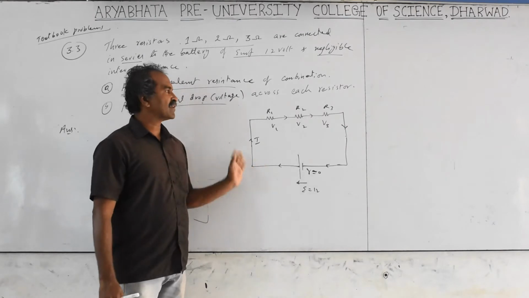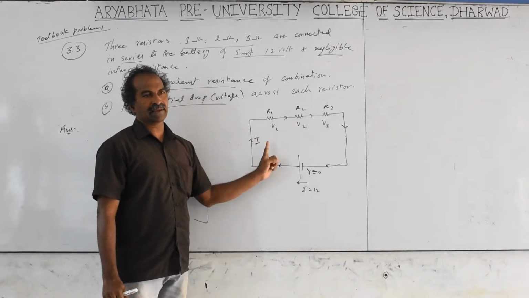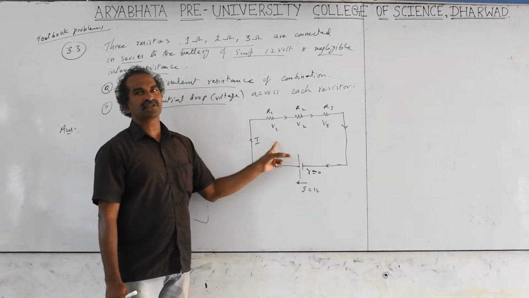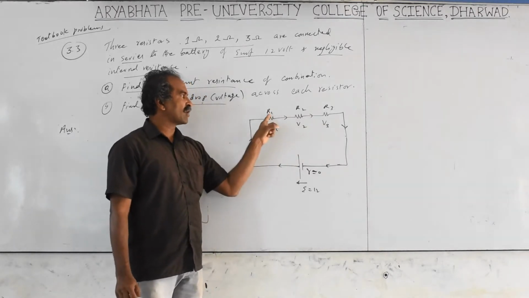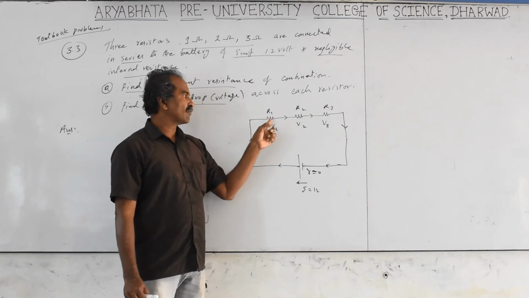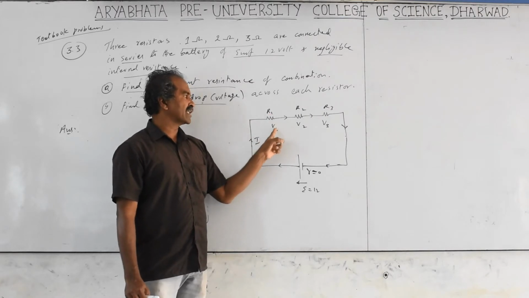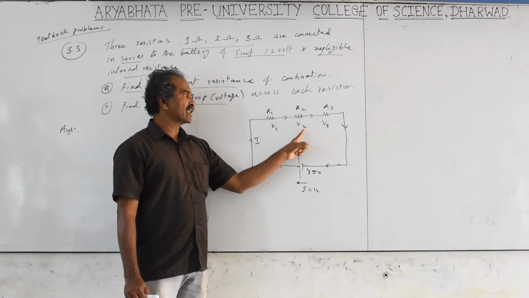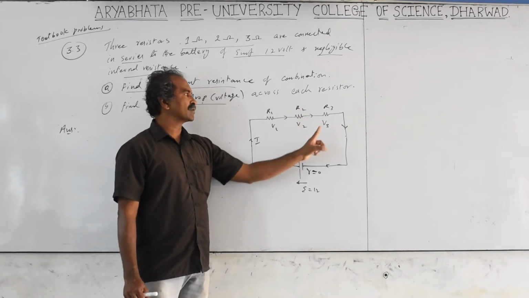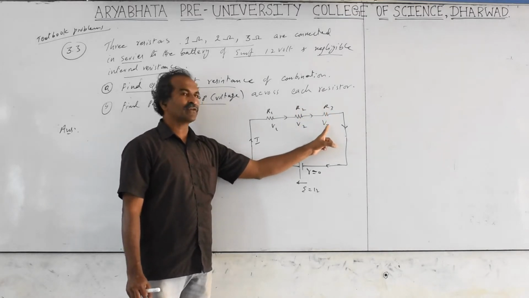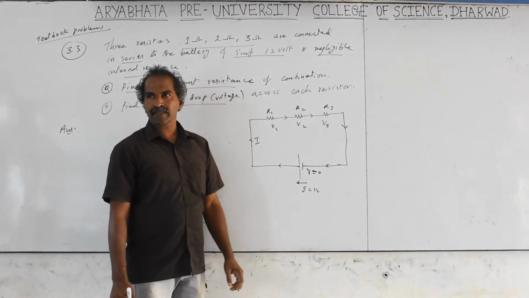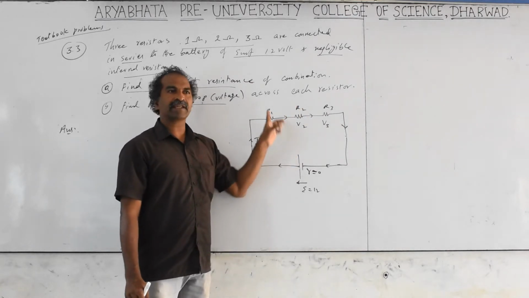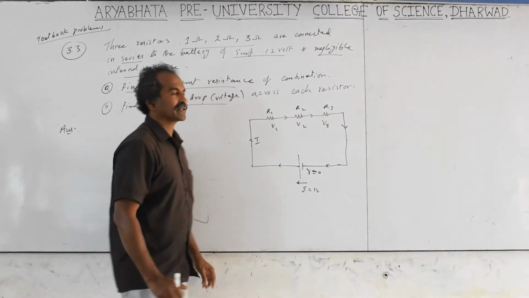What is common for the series combination is that current is the same. In a parallel combination voltage is the same. So current I is the same through R1, R2, R3. Voltage across R1 is V1 equals I into R1, V2 equals I into R2, and V3 equals I into R3. So first find the equivalent resistance, then the current, and then the voltage across each resistor.